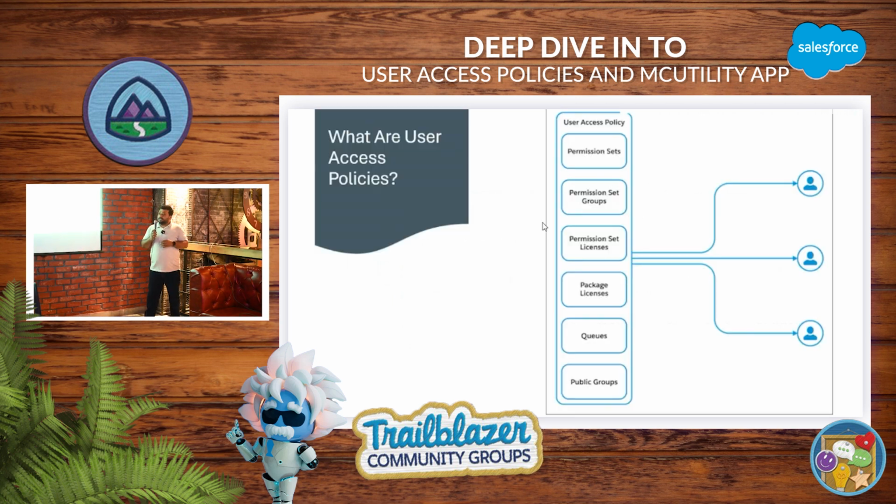Now coming to the user access policies. We can control the user access with permission set groups, licenses, queues, public groups, and all. Whenever the user is migrating from one role to another or one location to another, we generally automate those things by using flows and Apex sharing rules, because standard processes do not support this, as we can only open the access. There is no such functionality to revoke the access as well.